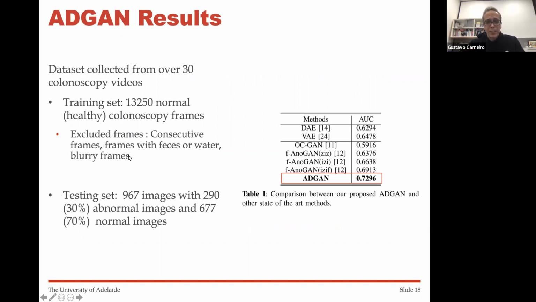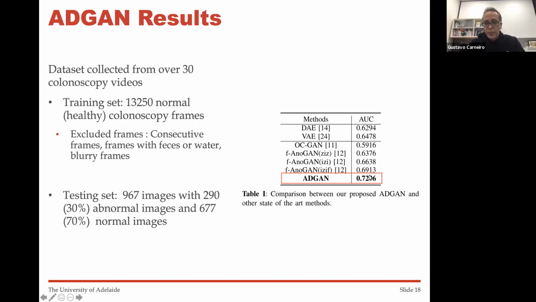So remember that those are the frames that look very different from a normal image. So we decided to exclude them because we need to have systems that could exclude them automatically, and we didn't implement this at the time. And the testing set would contain 219 abnormal images and about 617 normal images. The training contains only normal, and the testing contains normal and abnormal.